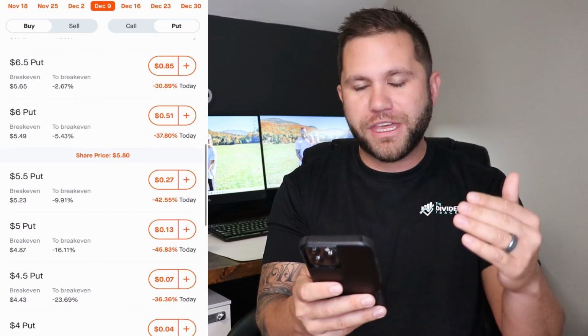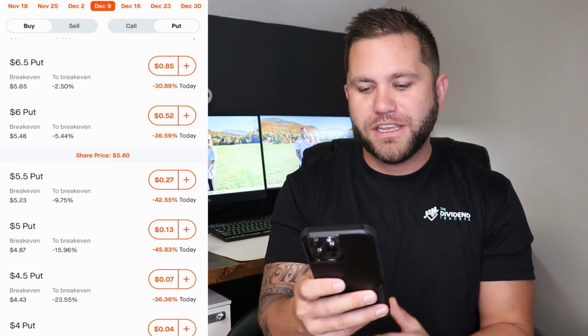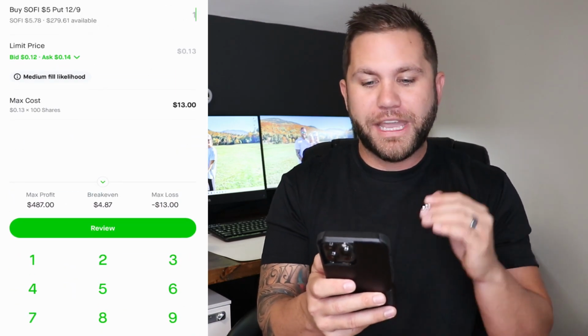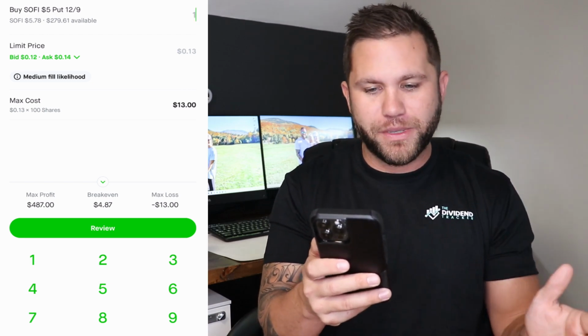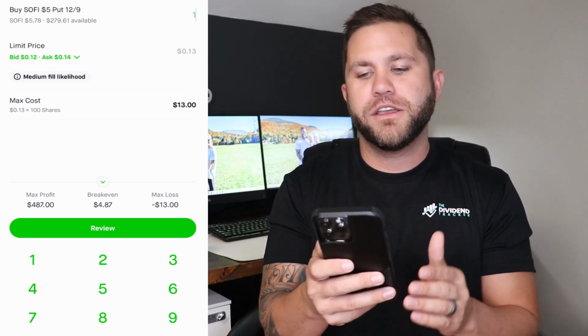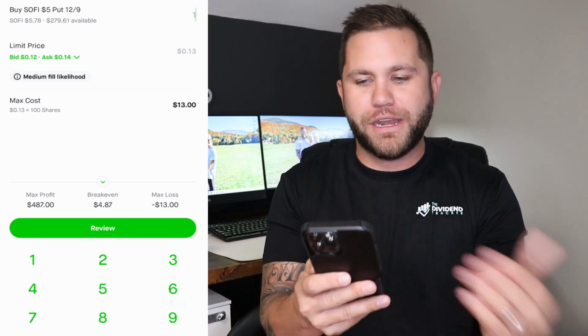So let's say we think SoFi price is going to go down in value and I want to buy this $5 strike price. So what we do here is we click on this, and currently the limit price set, there's a bid of 12 and an ask of 14. So in the middle would be that $13 price, and I would probably most likely get this trade executed.